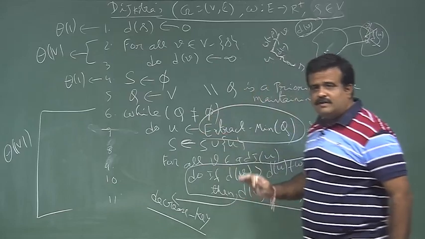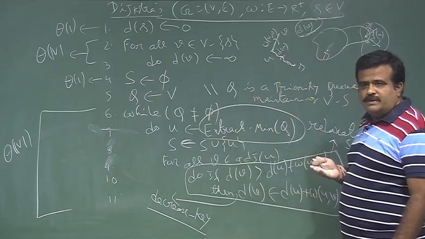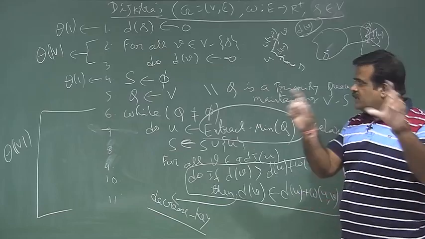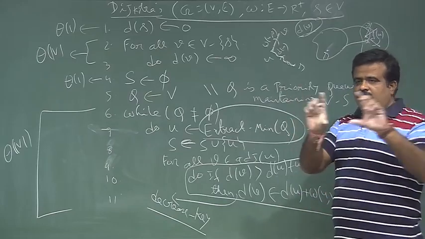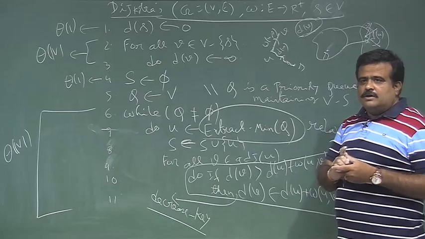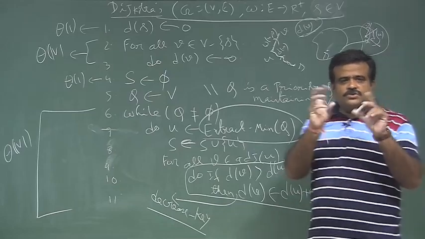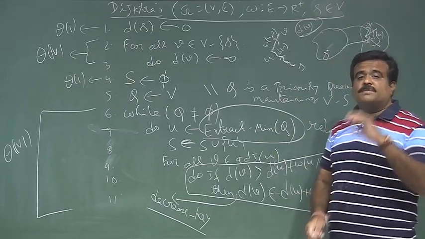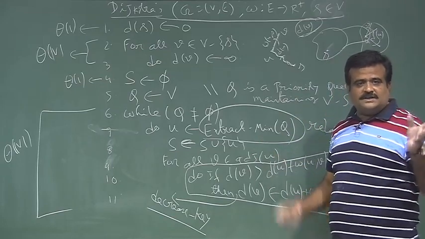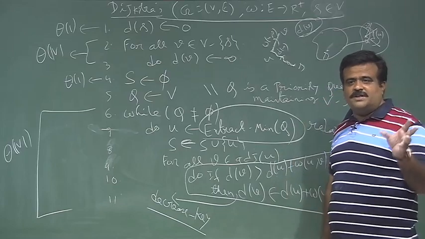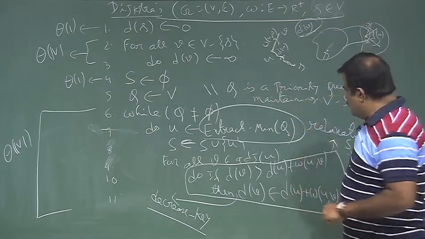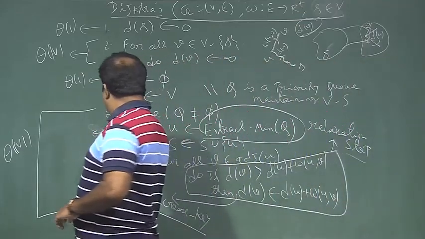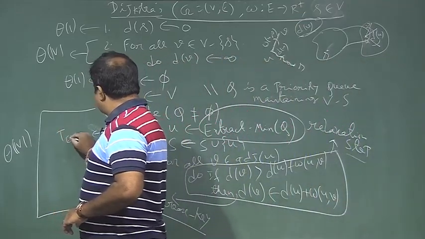Again, depending on how we implement the priority queue, if we are using an array, we are putting the vertices into an array. The extract minimum means we have to choose the minimum, so that will take order of n time. But if we use the min heap, as we discussed in the Prim's algorithm analysis, it will take logarithmic time. So this is the time to extract minimum.